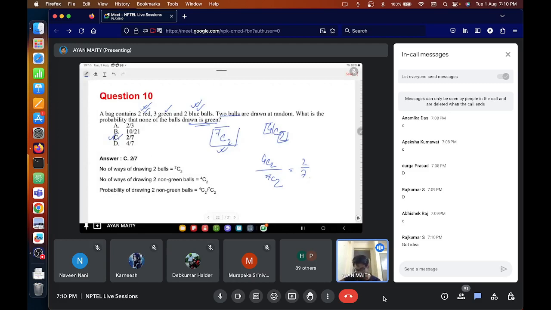So this way you can calculate it. First you find out the sample space, that is the number of ways any two balls can be drawn, and then you try to find out how many ways we can pick two non-green balls, because this is what we are trying to find, the probability of picking non-green balls. Both the balls should be non-green, so that is 4C2. So 4C2 divided by 7C2.